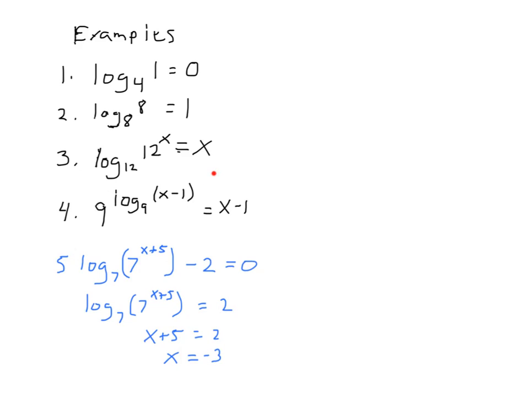That is property 3 up there. And so I get that log base 7 of 7 to the x plus 5 is just x plus 5. So I know x plus 5 equals 2. And therefore I can say that x equals negative 3 by subtracting 5 from both sides.